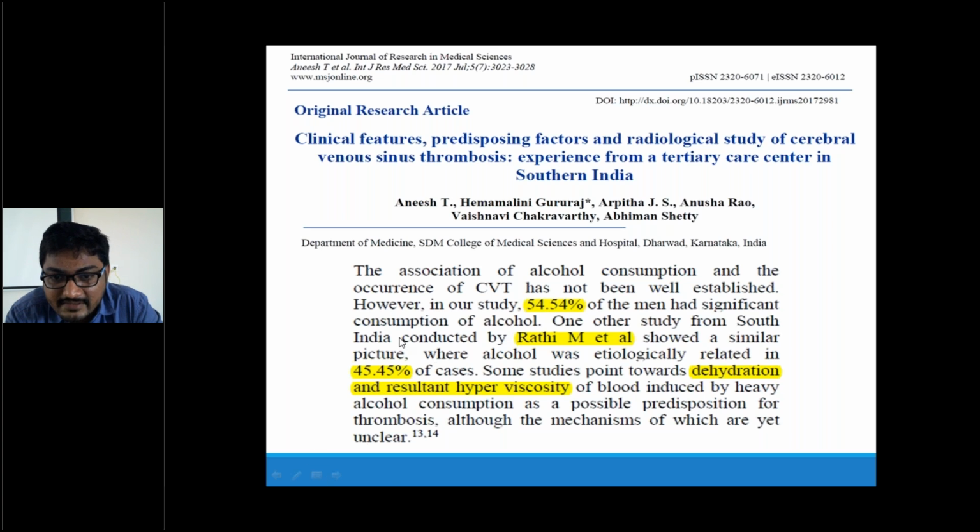Previously, we were discussing that in females, pregnancy and postpartum are most common, we have discussed. But I am now telling you that alcohol is the risk factor which accompanies the maximum number of cases of CVT, right? And the pathogenesis towards that is dehydration and resultant hyperviscosity, right? So this is the thing I want to show you.